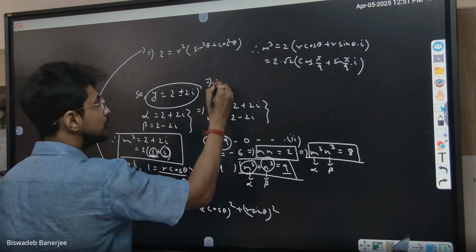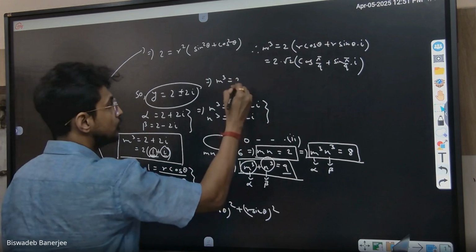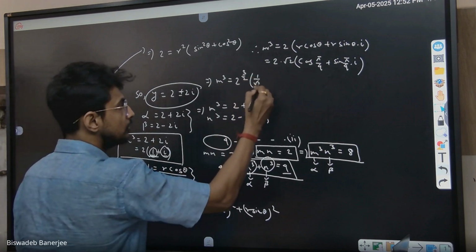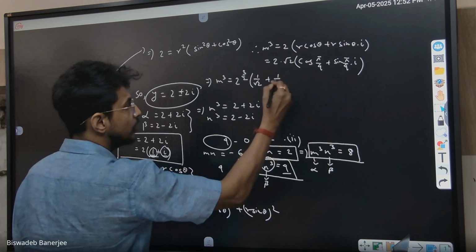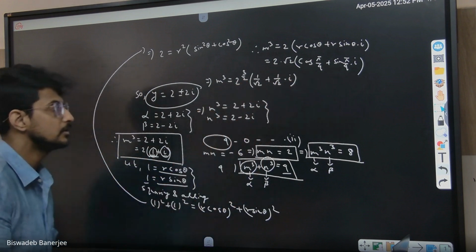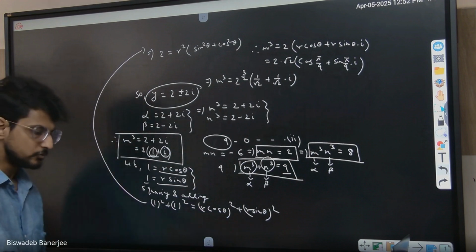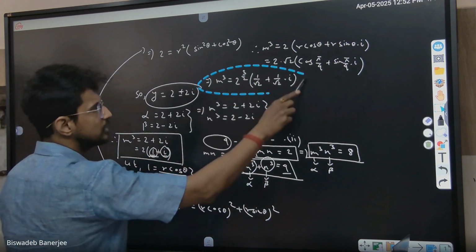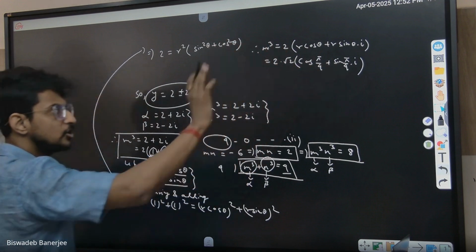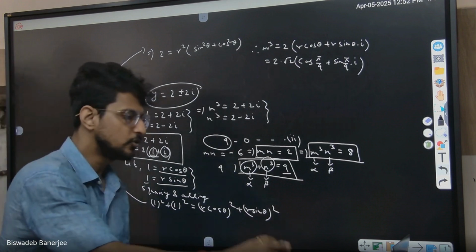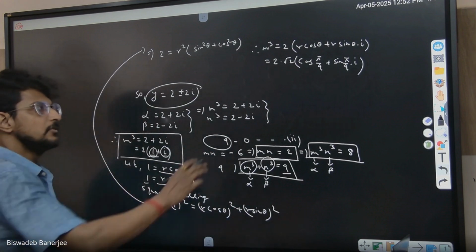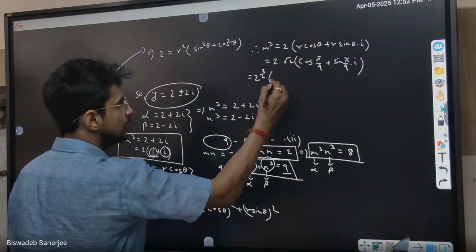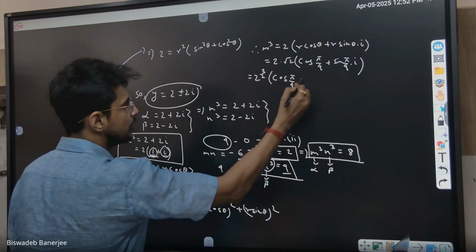So this gives you m cube is equal to 2 root 2, which means 2 to the power 3 by 2. And cos pi by 4 is 1 by root 2, and sin pi by 4 is again 1 by root 2, into i. Actually, you don't need to put the value of cos theta. It will be easy for us, so let it be cos pi by 4 in this form. So 2 root 2 means 2 to the power 3 by 2. And let it stay as it is.